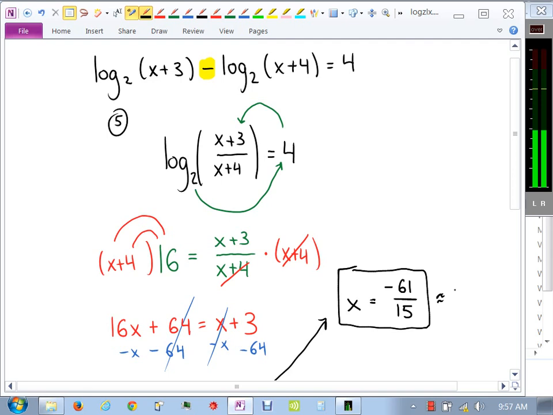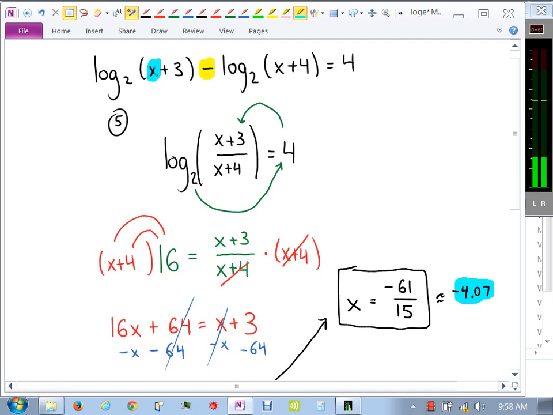This comes out to be about negative 4.07. Would that work if I tried plugging it in? Look at this right here. If I plug it in for that first x, what's negative 4.07 plus 3? It's a negative number, isn't it? You can't have a negative inside of a log. So this solution actually doesn't work. So that means that technically there is no solution to this equation.